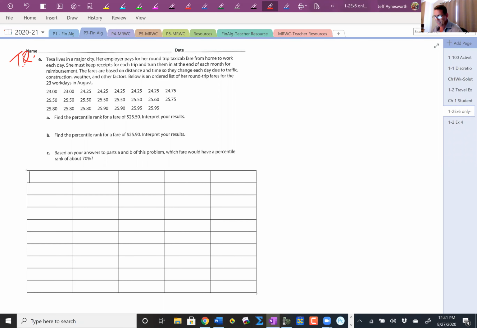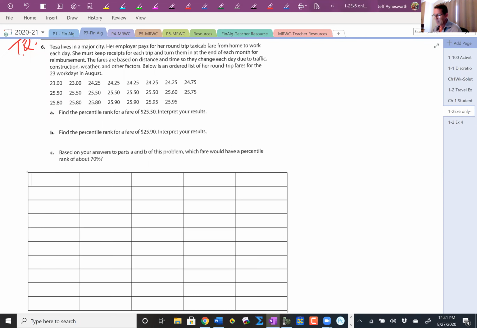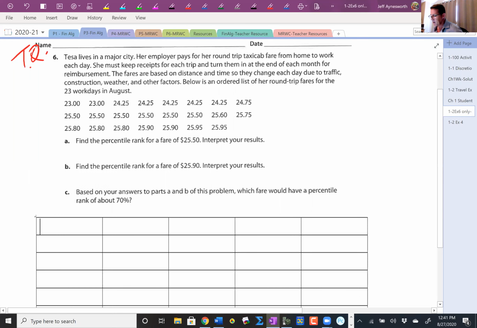All right, so let me see. Taysa lives in a major city, and her employer pays for her round trip taxi cab fare. Let me just enlarge it a little bit here. So let's just annotate a little bit: for home to work each day. She must keep receipts for each trip and then turn them in at the end of each month for reimbursement. By the way, this is a typical thing when you have a job. Okay, that happens all the time.